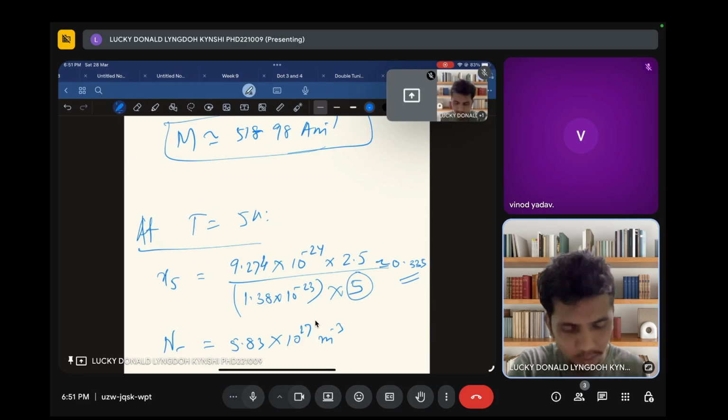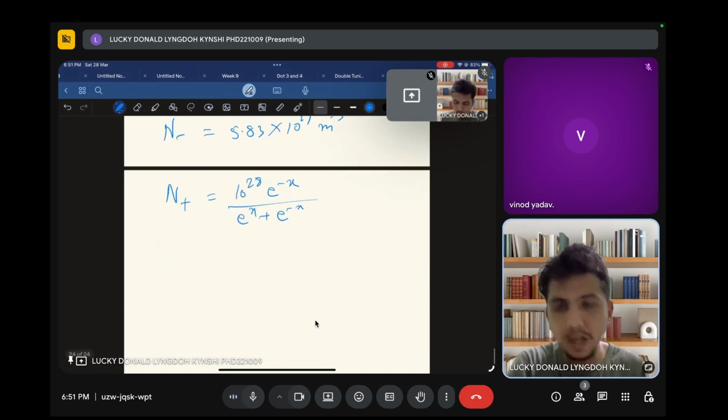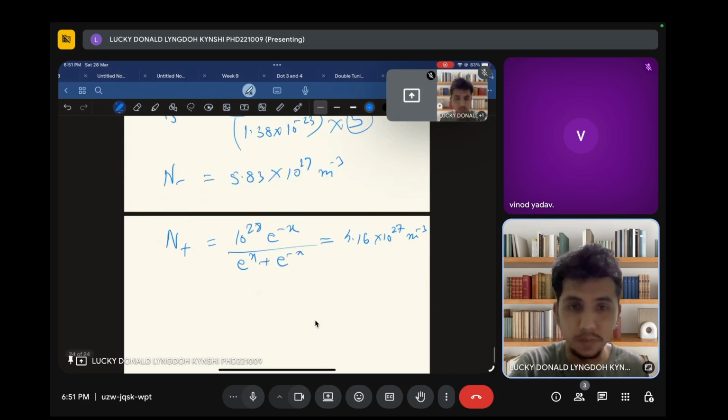Here x, which is equal to mu b by kT, is different at the temperature 300 Kelvin and the temperature of 5 Kelvin, right? So here you have to substitute the x for 5 Kelvin, because we are calculating at 5 Kelvin. So you have 4.16 into 10 to the power 27 meter cube inverse.